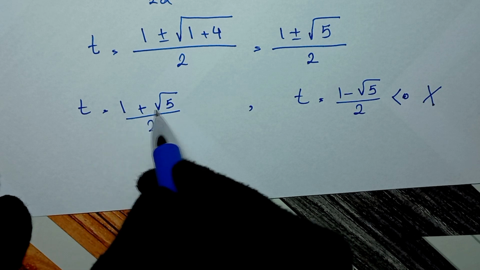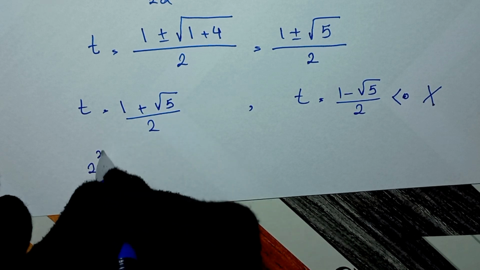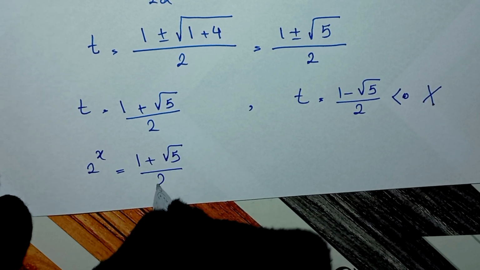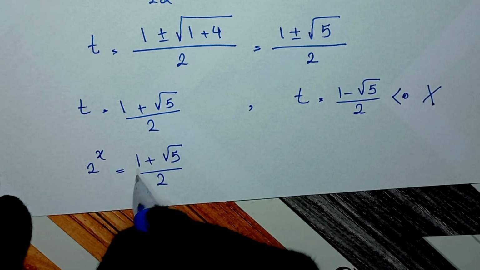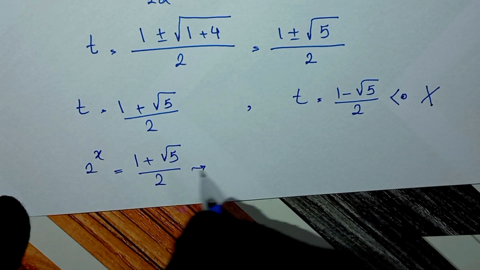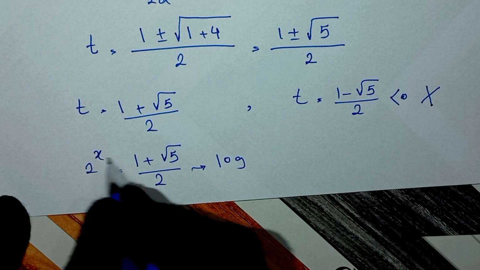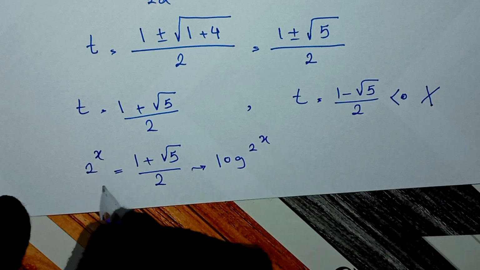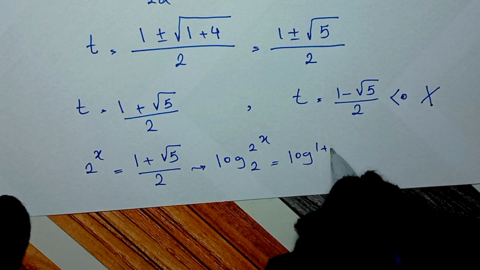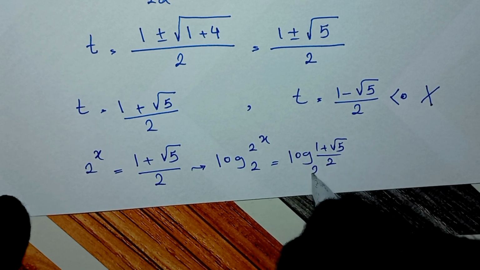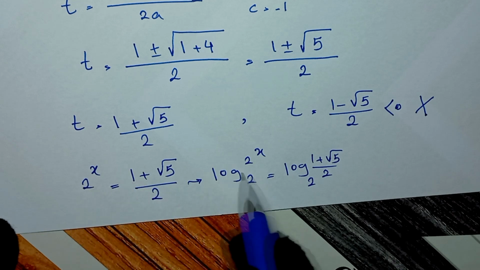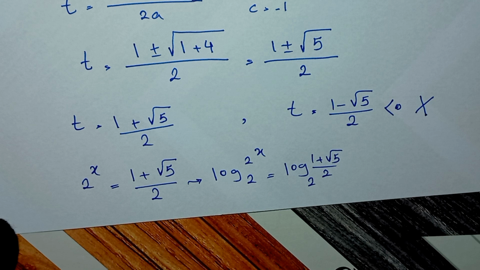2 to the power of x is t, so we write 2 to the power of x is t, and t is 1 plus the square root of 5 over 2. And next step, we apply log to both sides of this equation, and it will be log to base 2 of 2 to the power of x is equal to log of 1 plus the square root of 5 over 2 to base 2, right? In here, we apply log base 2 to both sides of this equation.